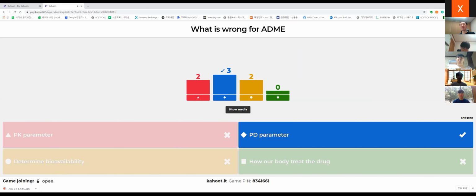Hey guys, what's wrong? I just explained. What is wrong for ADME? ADME is the collection of pharmacokinetic parameters, PK parameters. PD should be efficacy, potency, toxicity. Those kinds of things are PD parameters. PK parameter is, in other words, how our body treats the drug. ADME is absorption, distribution, metabolism, and excretion. All together, these PK parameters decide how much of the material is available in our body. That's what we call bioavailability. These are all about the ADME. PD is the opposite.